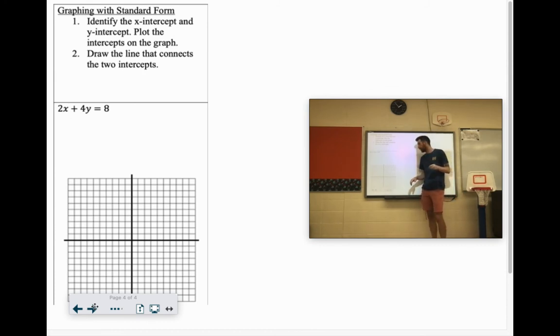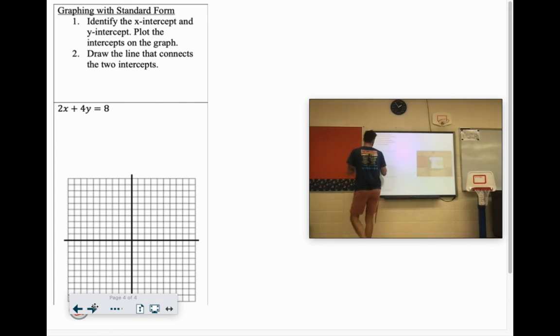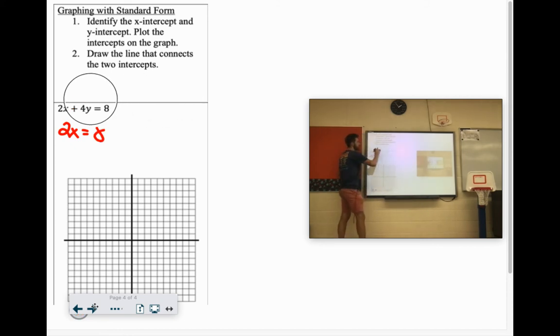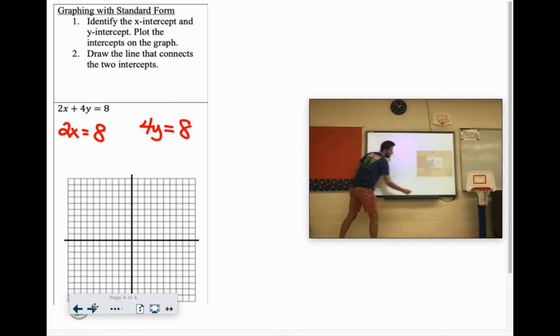So the very formal way would say, substitute in 0 for y and solve for x. Now if I put 0 for y right here, what's 4 times 0? 0. So it goes away. So what I say is, in your brain, cover up the y's and write what's left. 2x equals 8. And then you do the same thing with the x's. If I were to cover up the x's, I would have 4y equals 8. You solve both of these, and then you graph those intercepts.